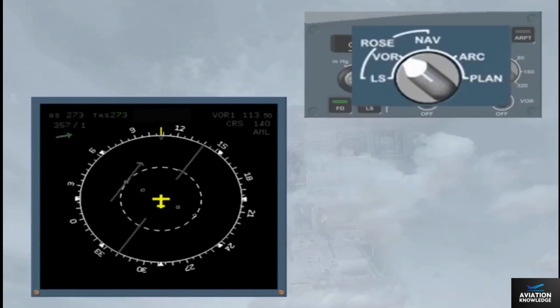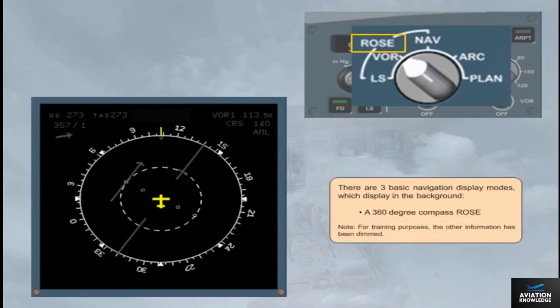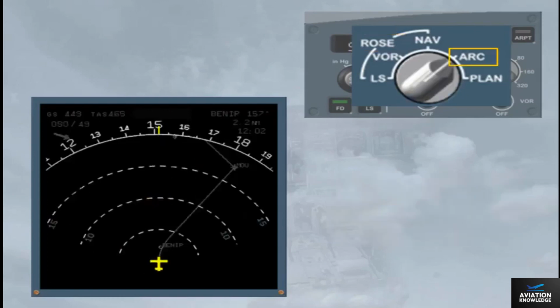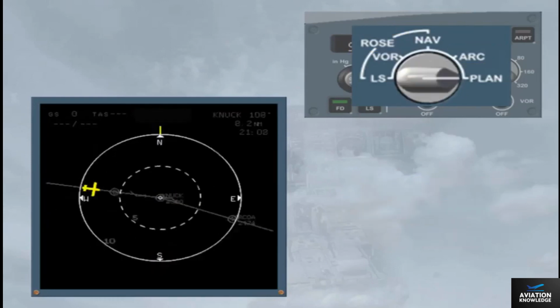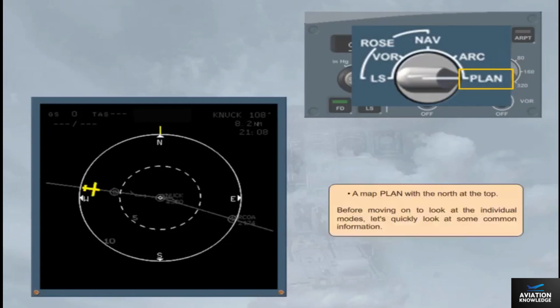There are 3 basic navigation display modes, which display in the background a 360-degree compass rose. Note, for training purposes, the other information has been dimmed. A 90-degree segment arc, a map plan with the north at the top. Before moving on to look at the individual modes, let's quickly look at some common information.